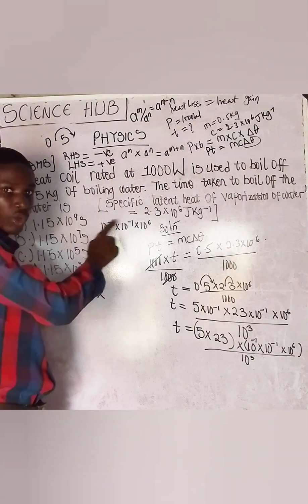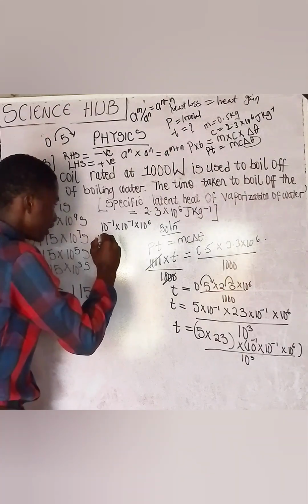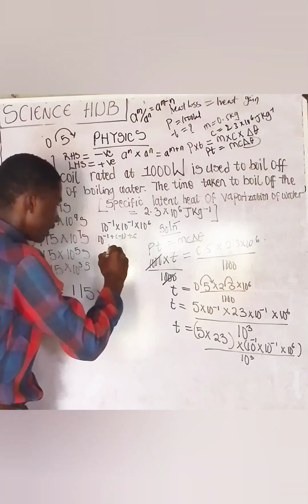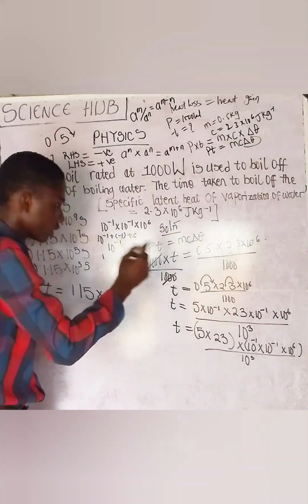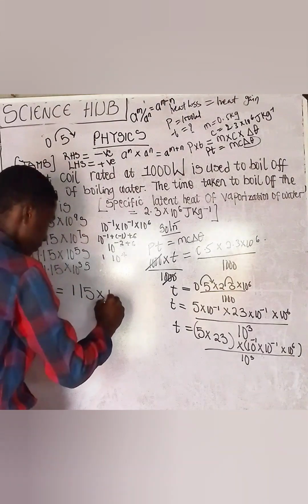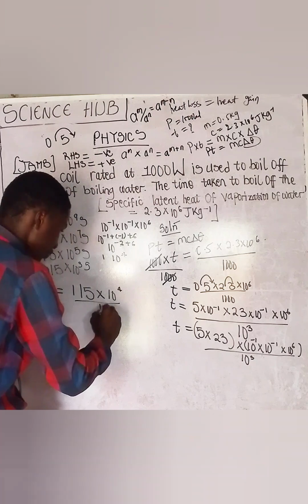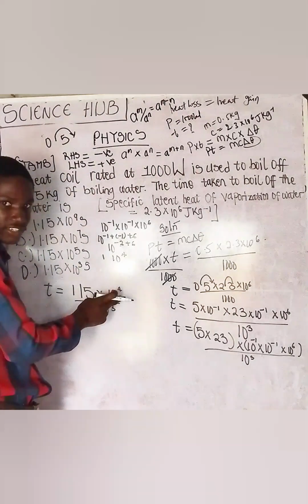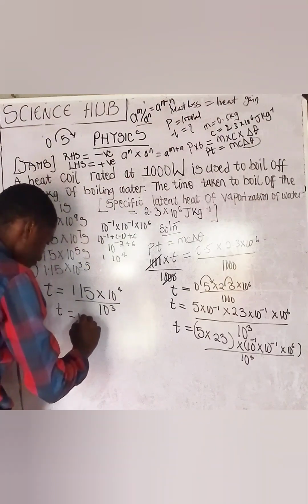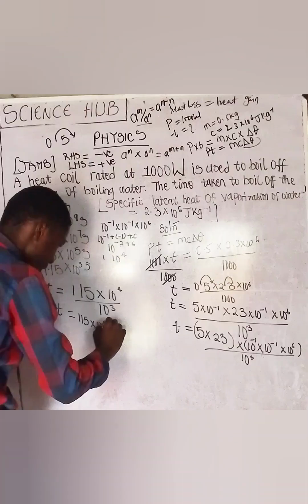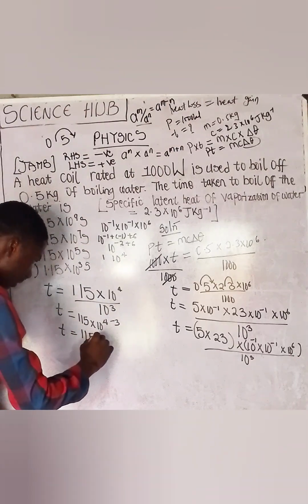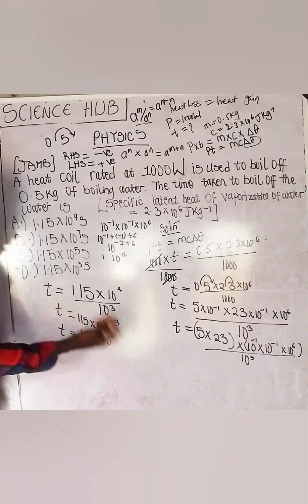Remember this law I told you. When you're multiplying, you add the powers. So that will be 10 to the power of 1 plus minus 1 plus 6. And that will be 1 times minus 1 is minus 2 plus 6. 10 raised to the power of 4 over 10 raised to the power of 3. And this one has the same base. Remember this law. You subtract the power. So t will be equal to 115 times 10 raised to the power of 4 minus 3. And t will be equal to 115 times 10 raised to the power of 1. Positive 1. 4 minus 3 is 1.